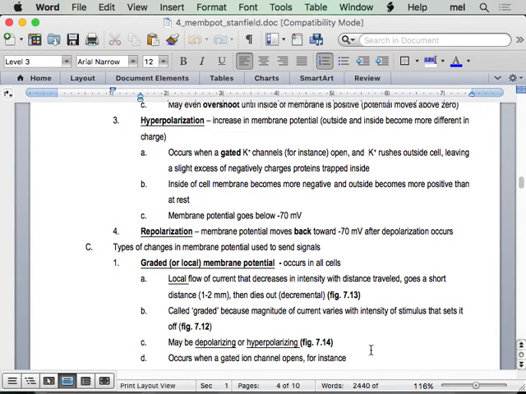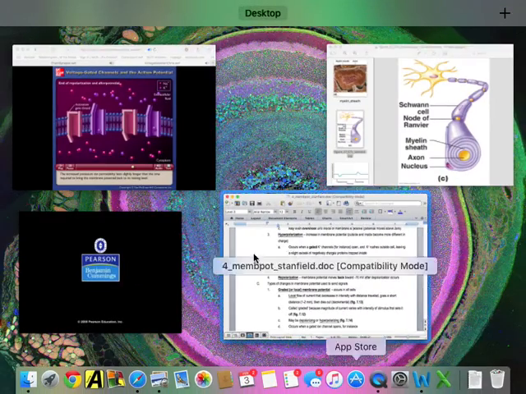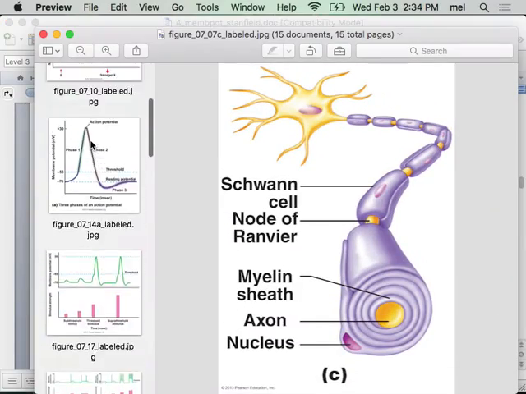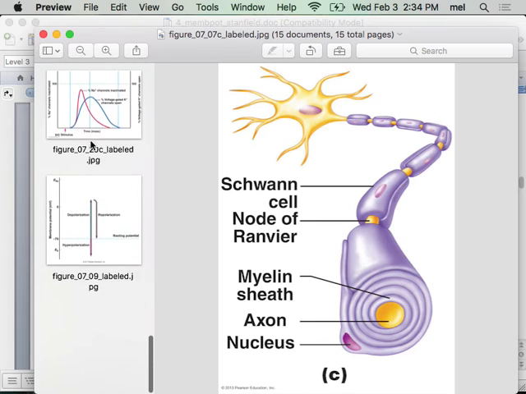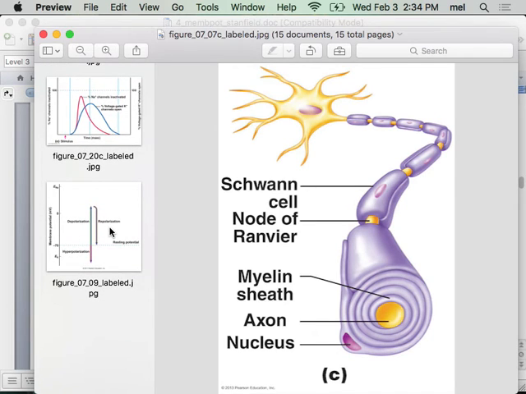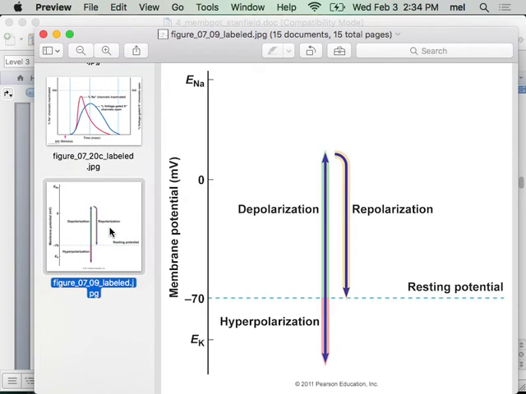Where we were last time was we were talking about resting membrane potential and then changing resting membrane potential, right? Depolarizing, hyperpolarizing, repolarizing, right? Okay, so let's start out there. If I show you this figure, a couple of questions for you.